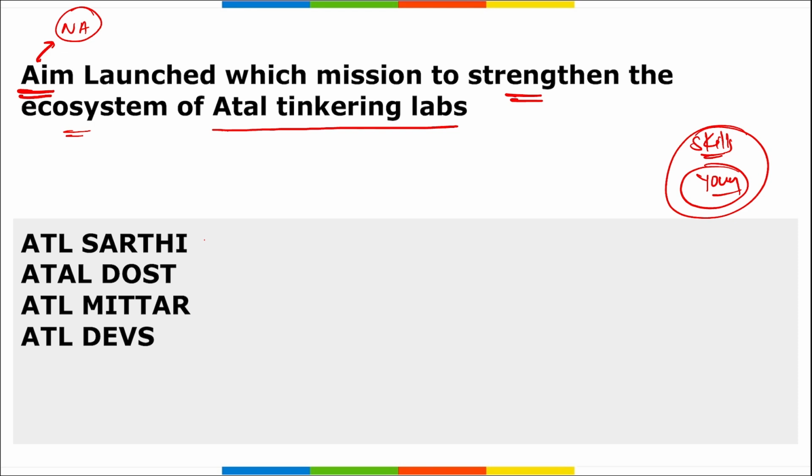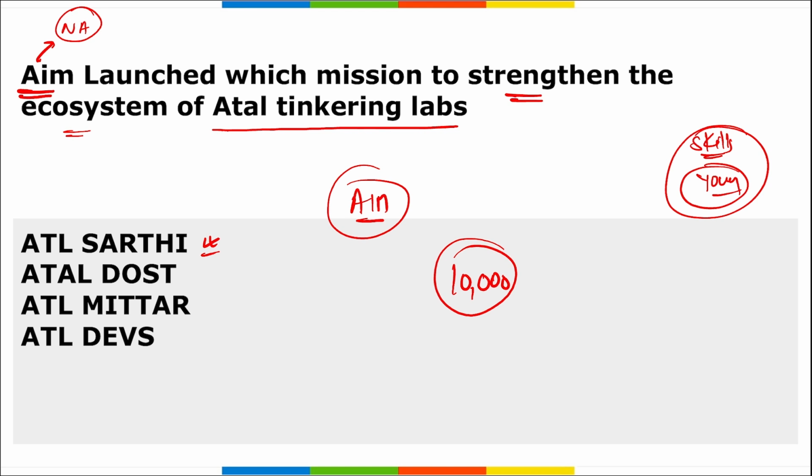Question asked here is, what is the name of the mission that was launched? So it was ATL Sarthi, that is your Atal Sarthi, is the name of the mission that was launched by Atal Innovation Mission, and the main aim here was to strengthen the ecosystem of Atal Tinkering Labs. Here, the aim is establishing ATLs, that is your Atal Tinkering Labs, in schools across India to encourage curiosity, creativity, imagination. All right, so far, AIM has funded 10,000 schools to establish these Atal Tinkering Labs.